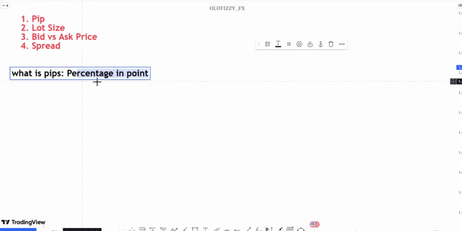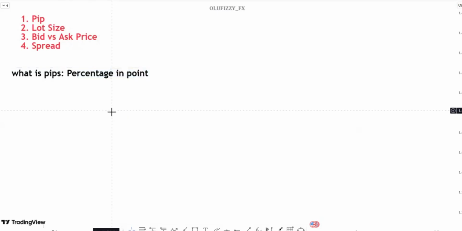Think of it like this. If you want to measure distance, you use meters. If you want to measure weight, you use kilograms. But in the Forex market, if you want to measure price movements, you use pips. A pip is the fourth decimal point in a price quote. You start counting from the fourth decimal point.